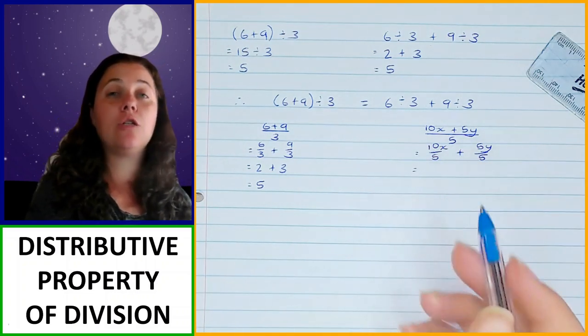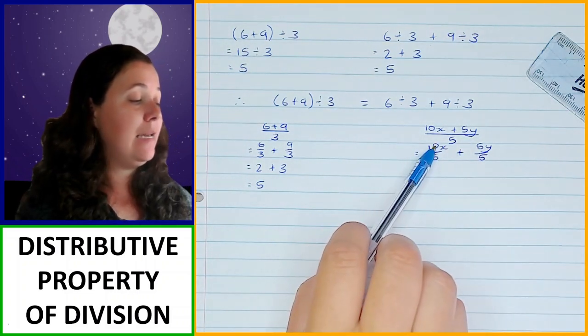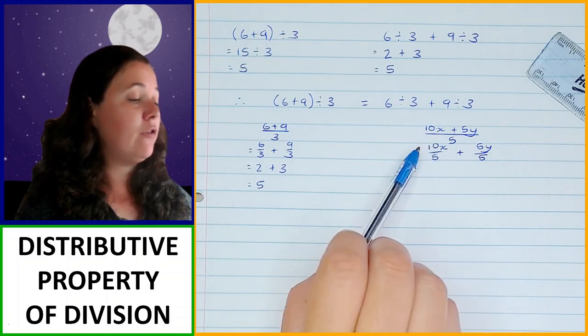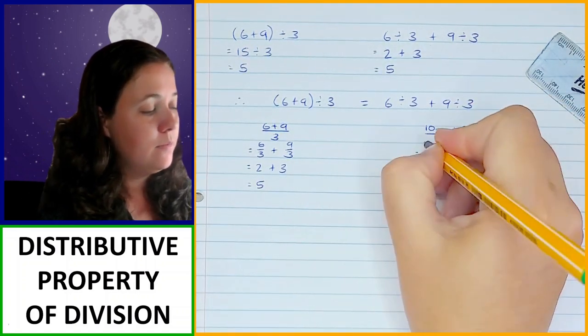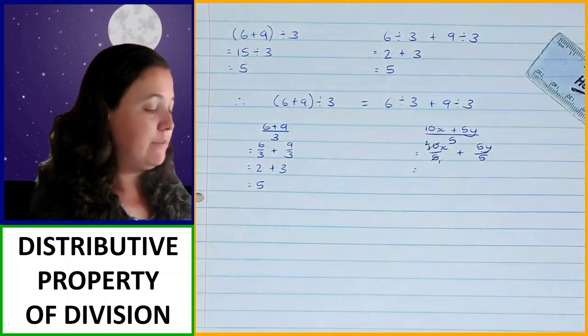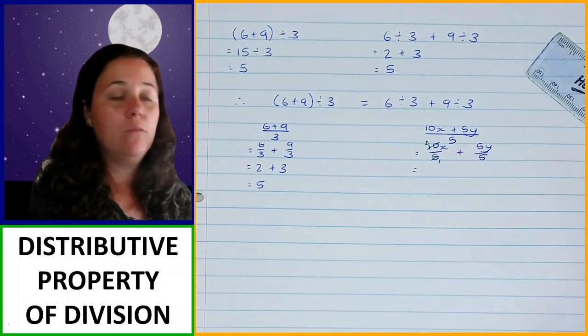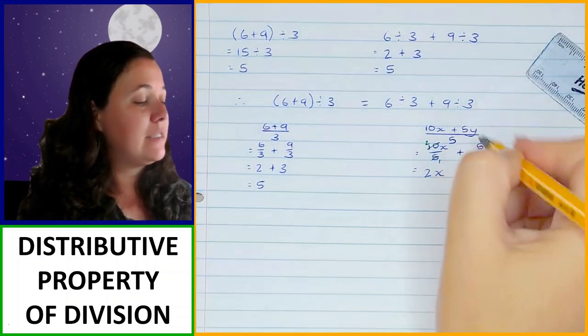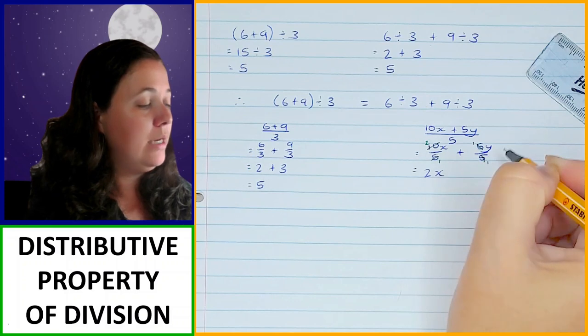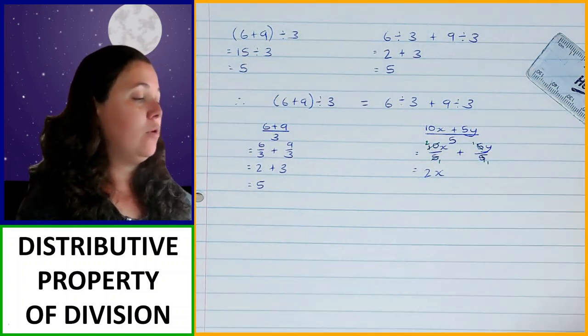Okay, now we've learned how to do division. So we know that 10 and 5 I'm going to simplify. 5 goes in there twice, and 5 goes in here once, and that gives me 2x over 1, or just 2x. And this one over here, the 5s can cancel completely, giving me 1 and 1. That gives me 1y over 1, or just y.